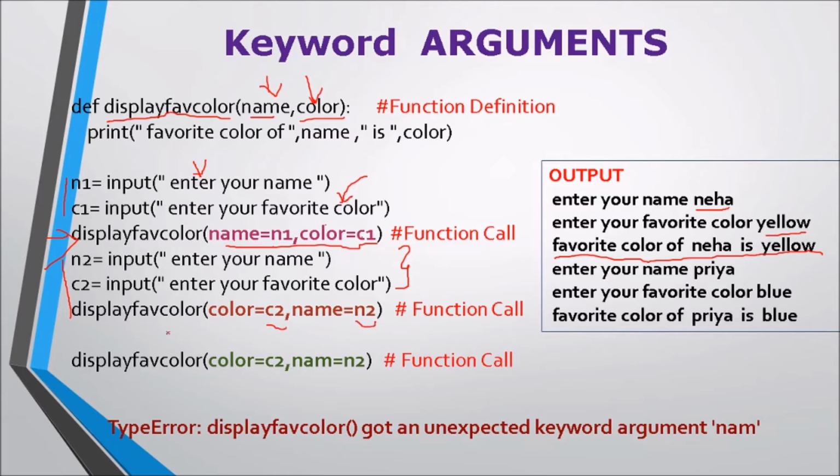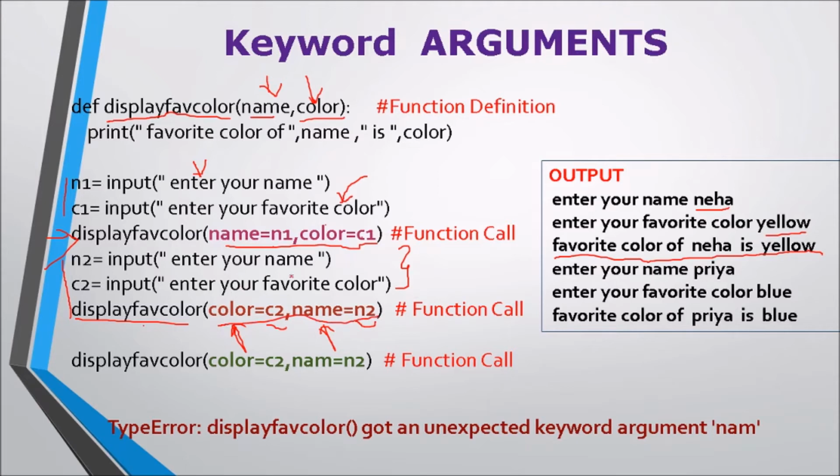But this time when I have called this function display favorite color, I have changed the sequence or position of the arguments. In the previous one, name appears first and color appears second, but in the second case color appears first and the name appears second. This can only happen when we pass parameters as keywords.